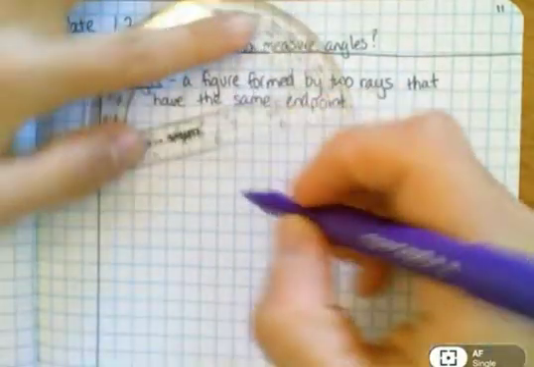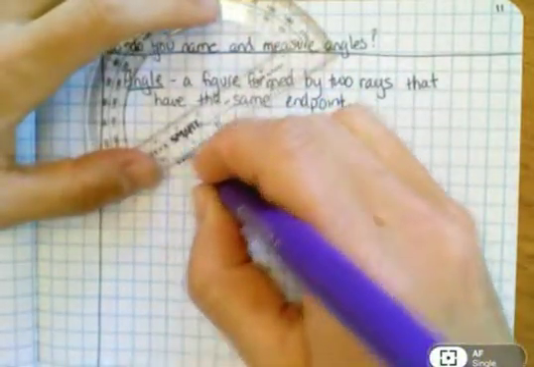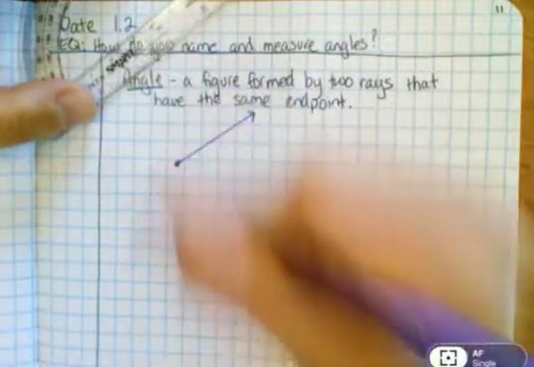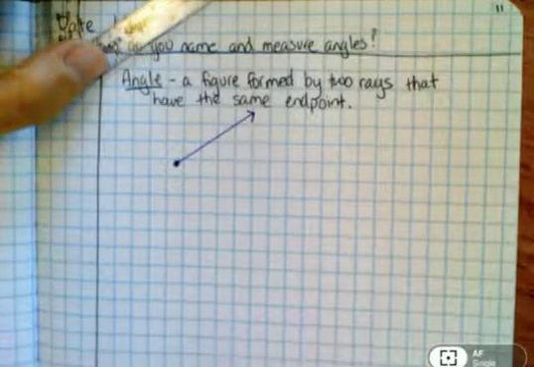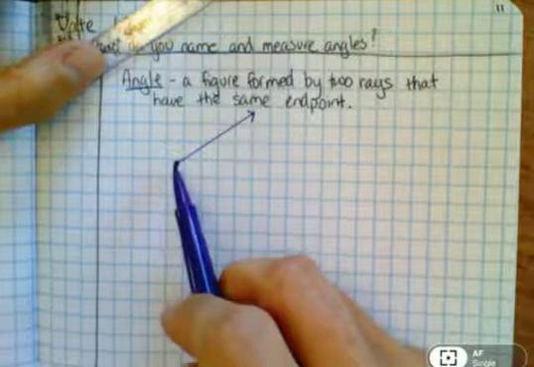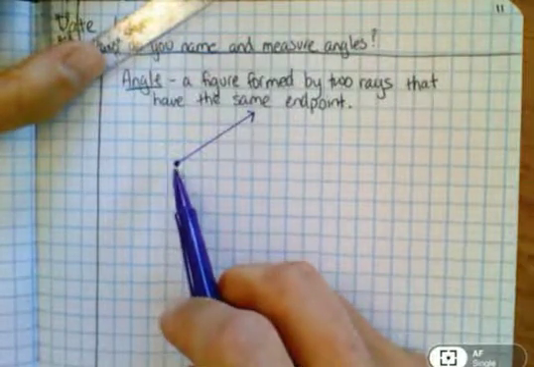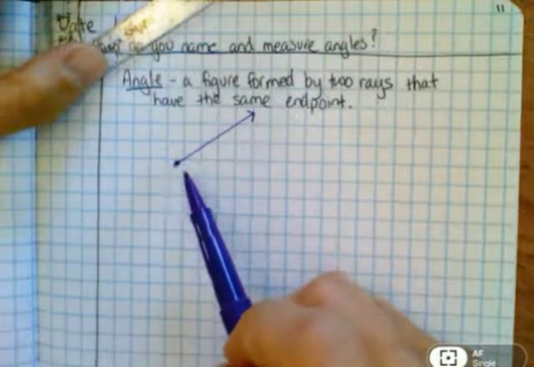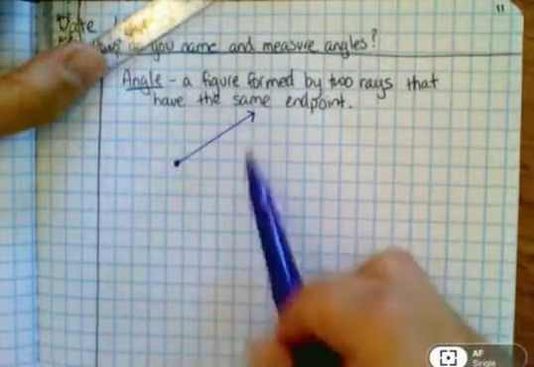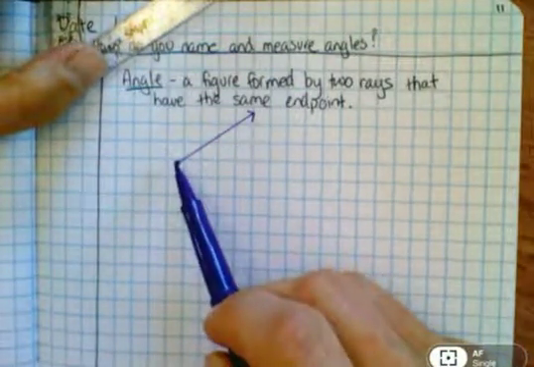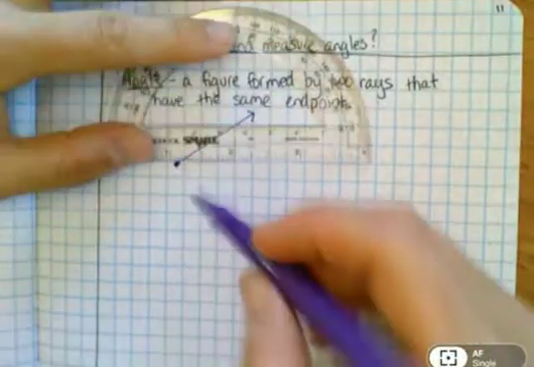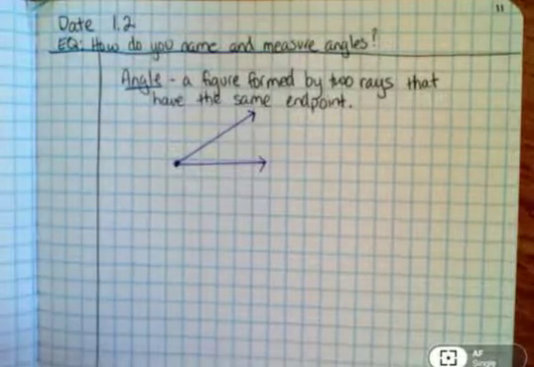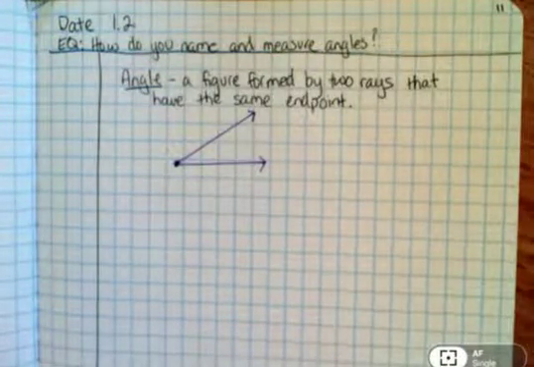We're going to draw sort of a slanty line, and that's going to be a ray, and there's the endpoint. So this is the endpoint. So I need two rays. I've drawn one, but the two rays have to have the same endpoint. So I can draw another ray anywhere I want to as long as the endpoint is here, and it will form an angle. I'm going to make mine go sort of straight across. So that's an angle. That's two rays. They have the same endpoint.